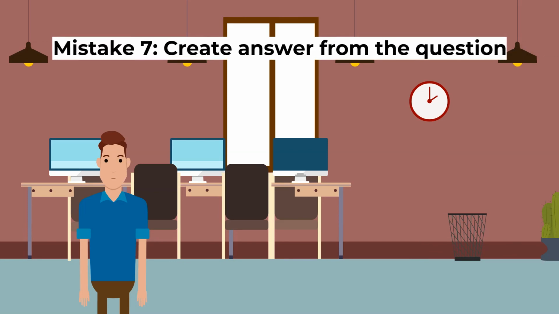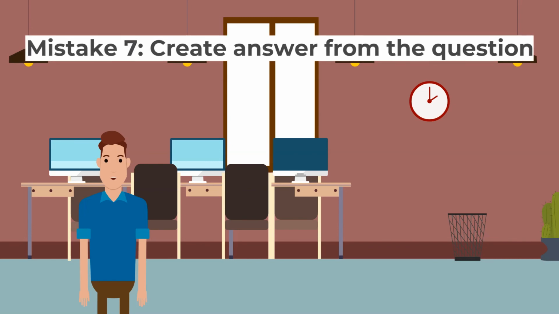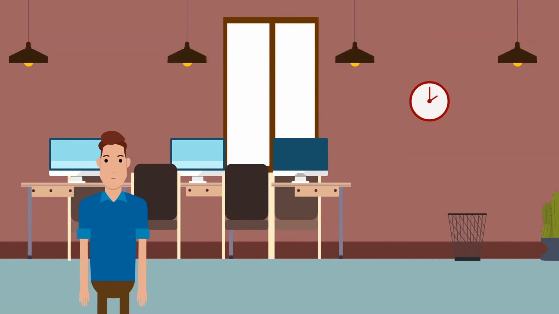Mistake 7. Creating the answer from the question. Some students think that if they turn the words around in the question, they might find the answer. This is never the case. The answers are always found in the passage that you will have read. Our suggestion: don't look for the answer in the question. The answer is always in the text. Look there instead.